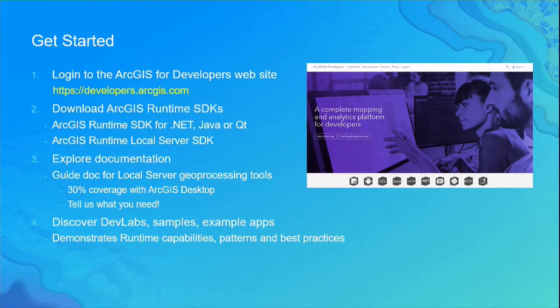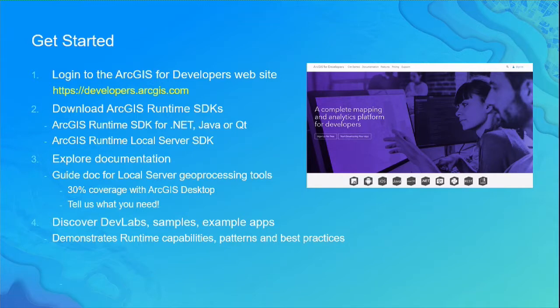So how do you get started? We've seen a lot of content here about how to get started, start working with Runtime, and how to move to Runtime from Engine. Probably the best thing to do, just as a simple place to get started, is to go to the ArcGIS for Developers website and create a free account. You get an Essentials subscription, which is free, which will give you access to our Runtime SDKs to download. It'll also give you access to the Local Server SDK to download as well, and plug that into the Runtime SDKs for .NET, Java, or Qt.